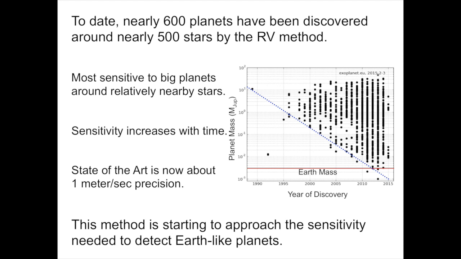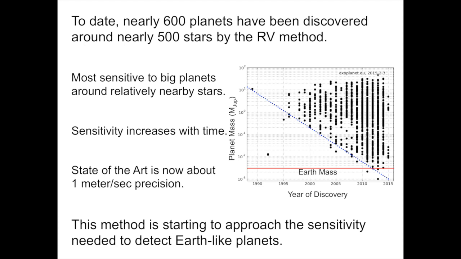To date, nearly 600 planets have been discovered around nearly 500 stars using the RV method. This technique is most sensitive to big planets around relatively nearby stars. Why is that? Well, first of all, the bigger the planet, the bigger the magnitude of the Doppler wobble signature. The bigger the signature, the easier it is to observe. So you're going to see those planetary systems with the biggest Doppler wobbles first, and then as your techniques refine, you will be able to see smaller and smaller speeds and thereby become sensitive to smaller and smaller planets.